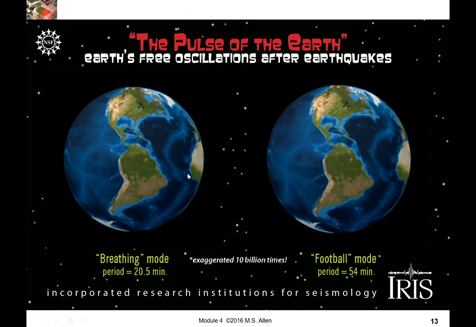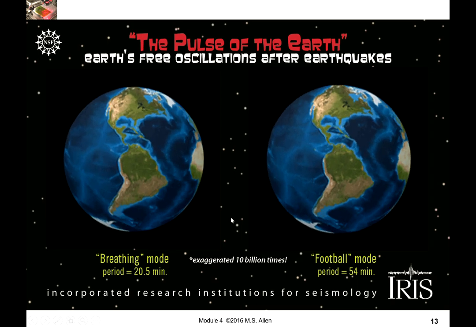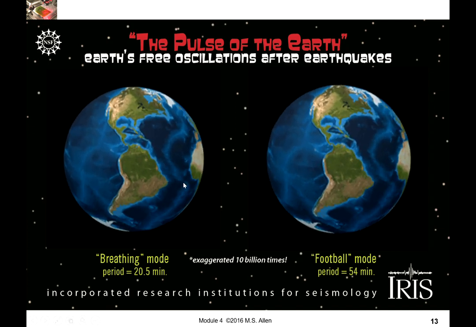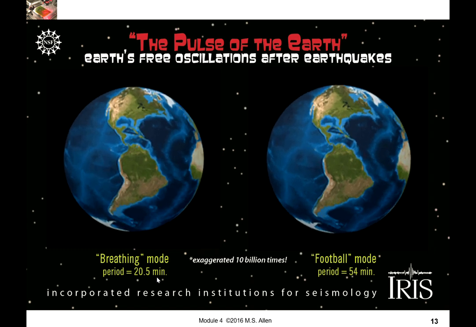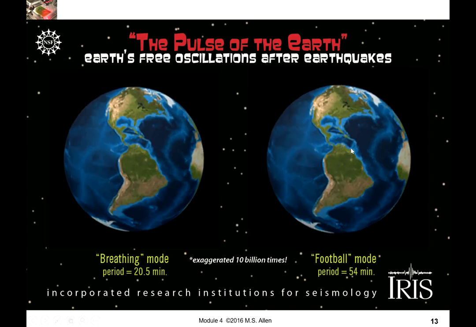So this figure shows you animations of a spherical, a breathing mode of the earth, and a football mode of the earth, or like an elongating mode of the earth. And so these are what the vibrations of the earth look like in some of its fundamental modes. This is the first mode with a 20-minute period. So a frequency of 1 over 20 minutes, a tiny, tiny frequency. So it takes 20 minutes to go through one cycle of breathing. This one takes almost an hour to go through one cycle.